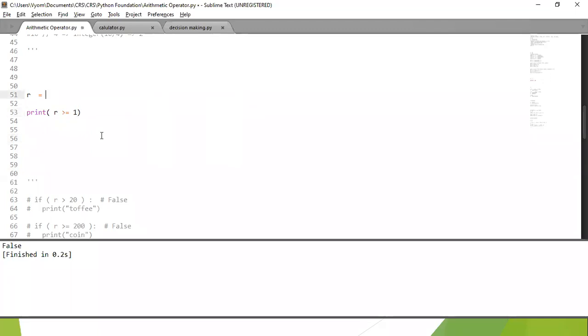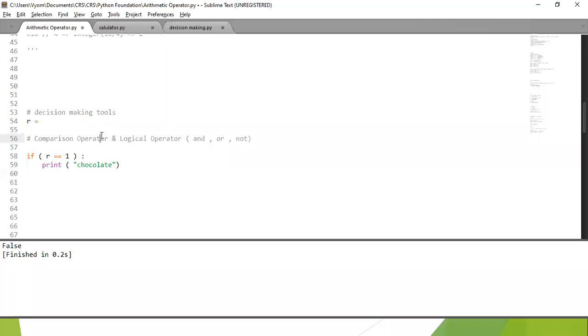Let's quickly jump onto this explanation of ours. If R equals 10, and instead of adding print here, now I'm adding decision making with an if. So this is the syntax of decision making: if and this condition. What will this return? This will return false, and because the condition is false, the block won't get executed.